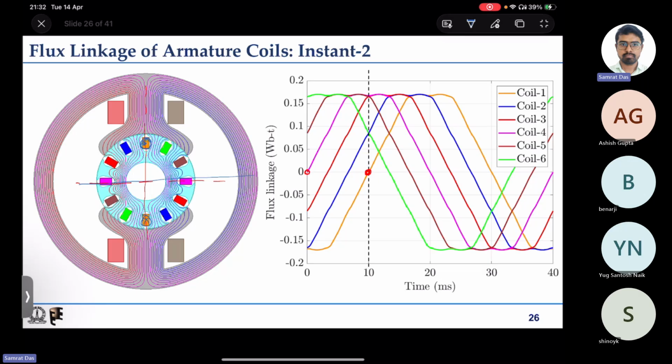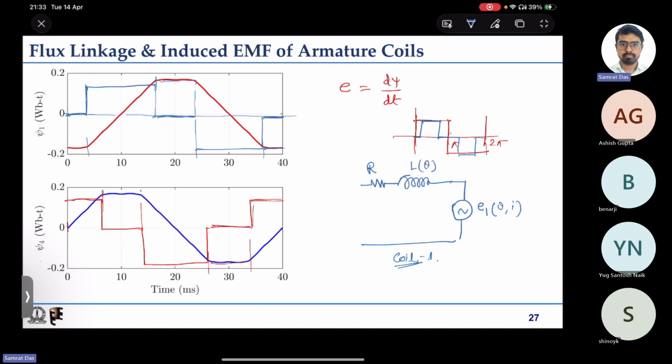But in the next rotor position, if I go 90 degrees in the counterclockwise direction, you can see that the axis of the coil, I'm only talking about coil 1, has shifted like this. In this portion you have quite a large path through the air gap, so reluctance will be quite high. If reluctance is quite high, then the self inductance of the coil, n squared by R, will be quite low. So the coil's self inductance varies with rotor position.